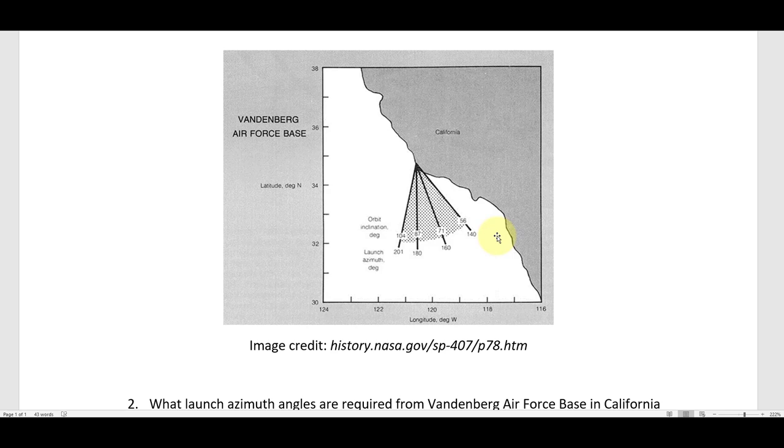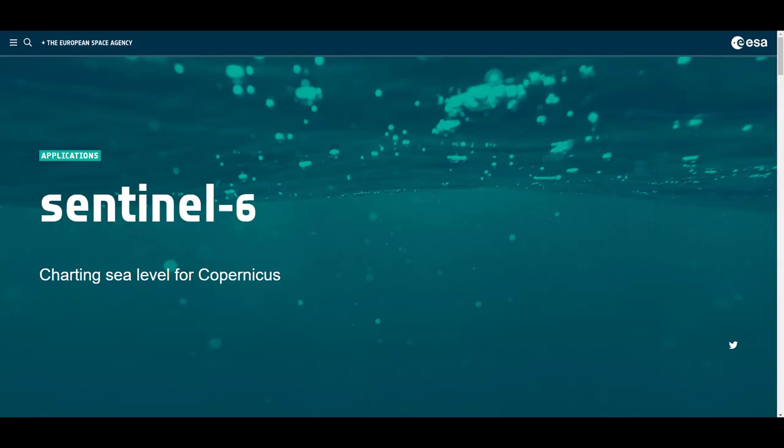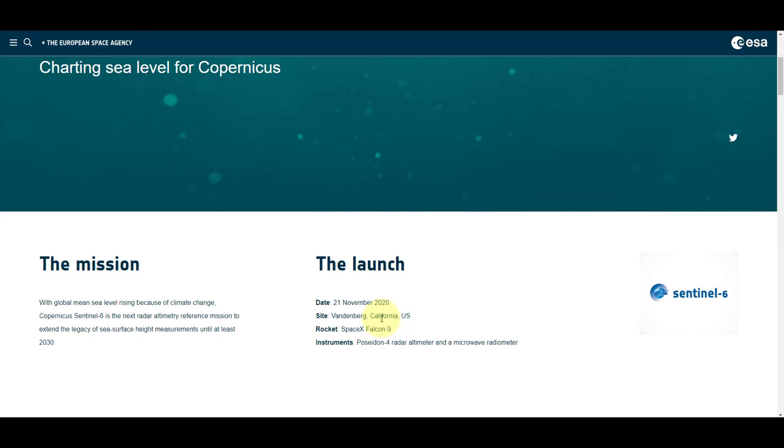Of course, it's possible to launch into an orbit from Vandenberg and then change the orbit inclination once you're in orbit. As I said already, that would cost a lot of extra delta V, a lot of extra fuel to do that. Now, there was a very important and scientifically interesting launch recently by SpaceX for NASA, which is the Sentinel-6 launch. It was November 21st of this past year, 2020, from Vandenberg on a SpaceX Falcon 9.